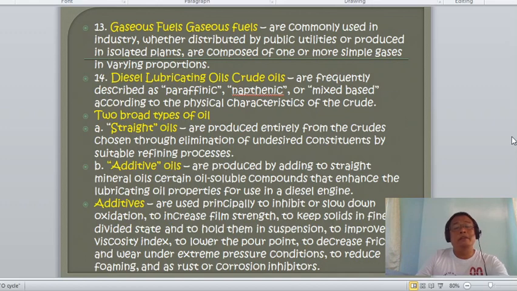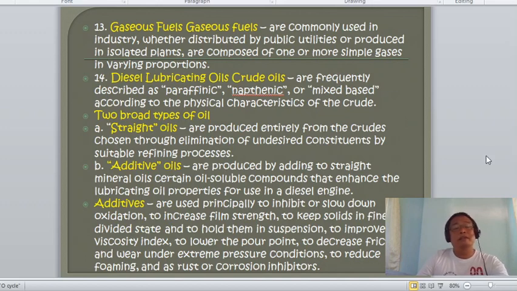Straight oils are produced entirely from crude chosen through elimination of undesired constituents by suitable refining processes. Additive oils are produced by adding to straight mineral oils certain oil-soluble compounds that enhance the lubricating oil properties for use in a diesel engine.